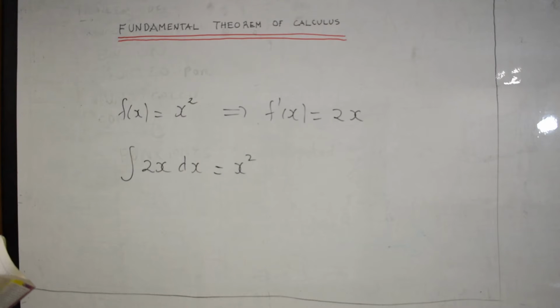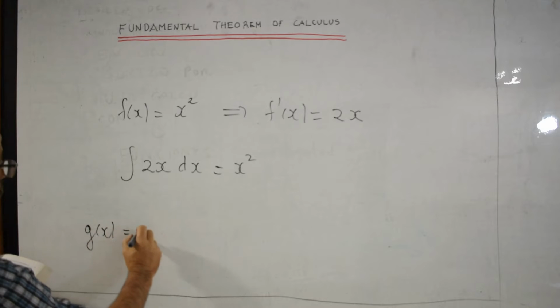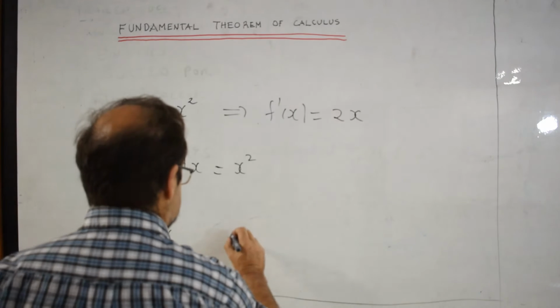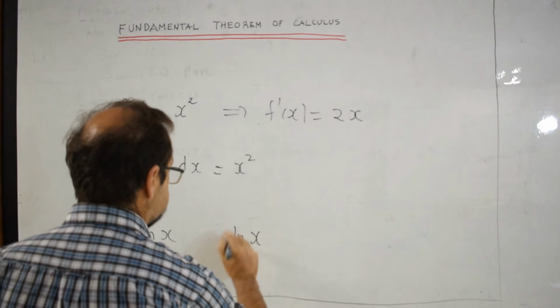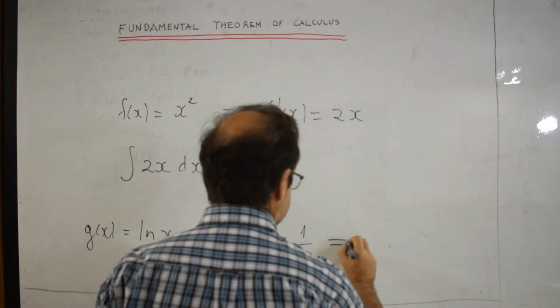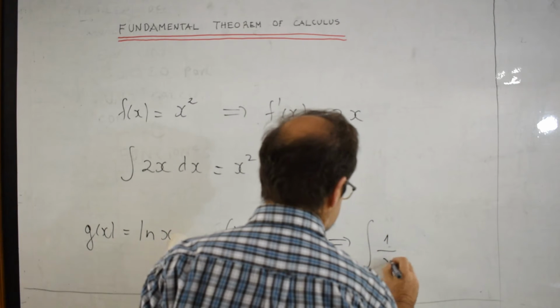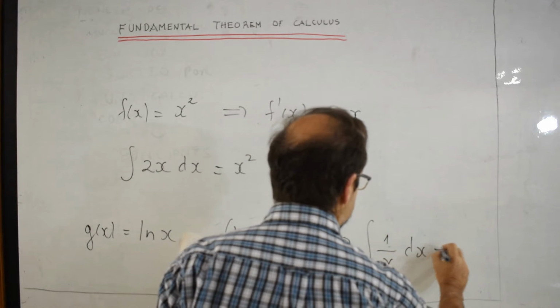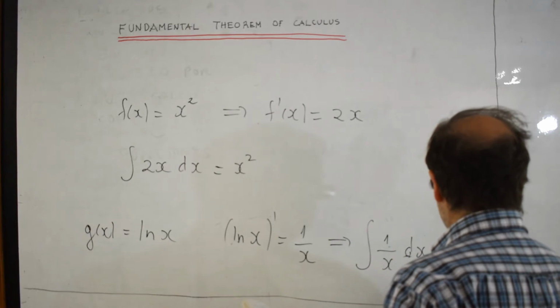Let's put another example. Let's say we have g of x equal logarithm of x. The derivative of logarithm of x is 1 over x. And then the indefinite integral of 1 divided by x dx, we arrive at the initial function, which is logarithm of x.